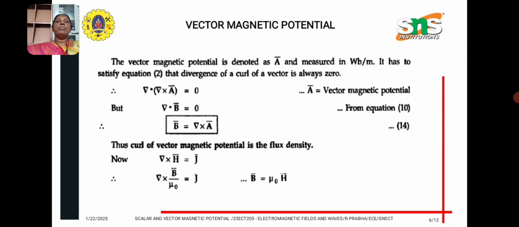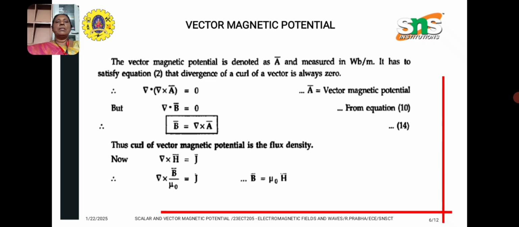And now the vector magnetic potential. The vector magnetic potential is denoted by the letter A vector and is measured in Webers per meter, and it has to satisfy the equation where the divergence of a curl of a vector is always 0. By writing del dot of del cross A is equal to 0, we know that the curl of A vector potential is equal to B, magnetic flux density. So del dot B is equal to 0. This B is equal to del cross A.